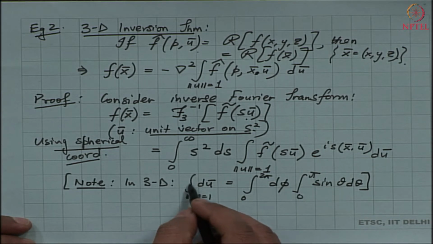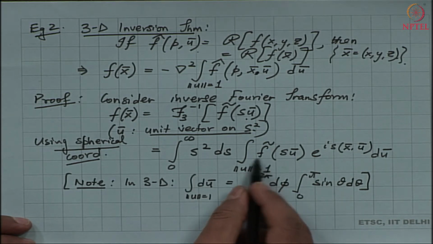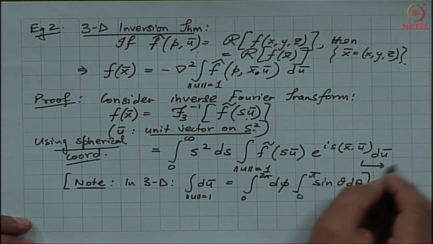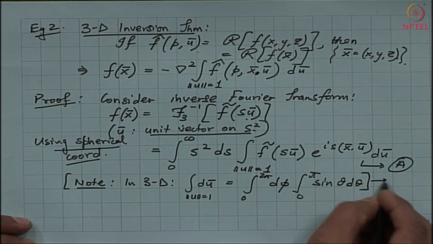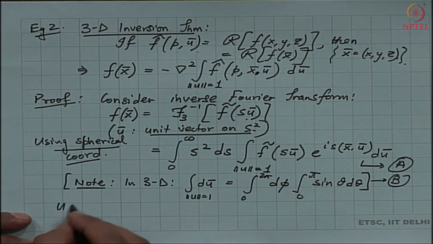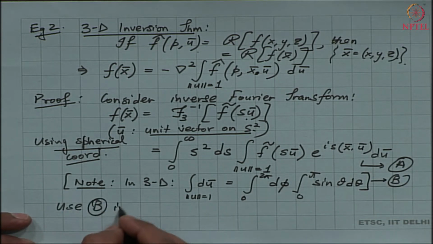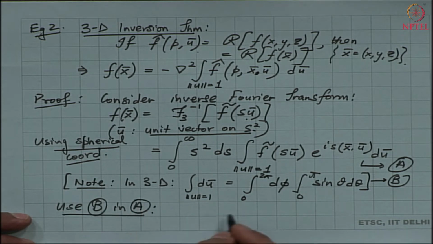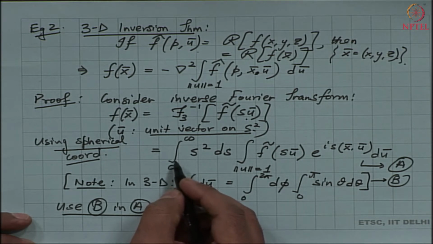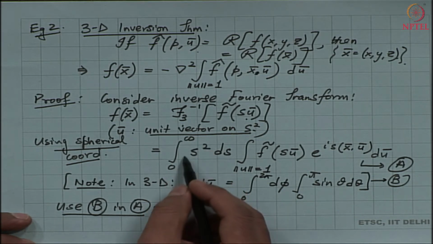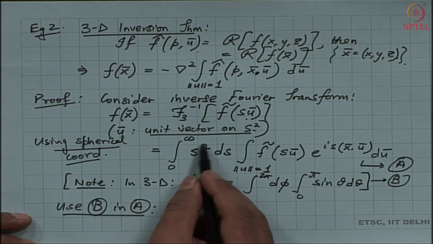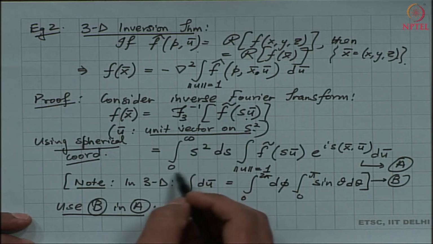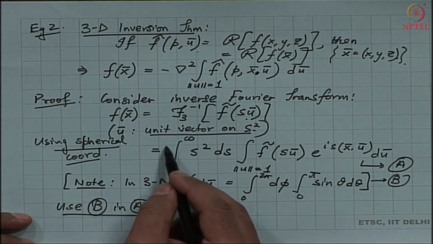So, let us now replace this integral. Let me call this expression A and let me call this expression B. So, let me use B in A to come to the integration over 3D. Note that my original integral is over all values of s from 0 to infinity, and this is an even function. So, let me just double the integral from negative infinity to infinity and introduce a half.